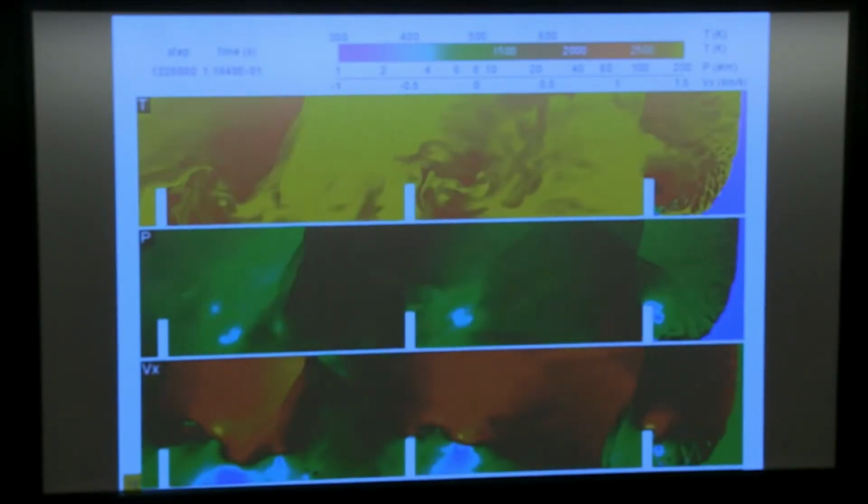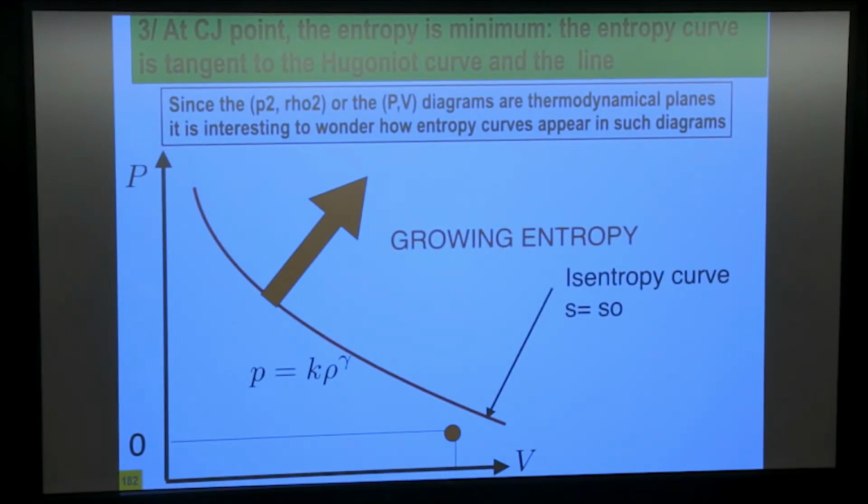Finally, there is a third argument which suggests that the CJ point is the right one, which is that it's also the point of the minimum entropy for the burned gases. So those of you who remember their thermodynamics courses, you know that PV here is a pressure-density diagram, so you can actually plot an isentropic line there. If you do that, an isentropic line will actually look like this.